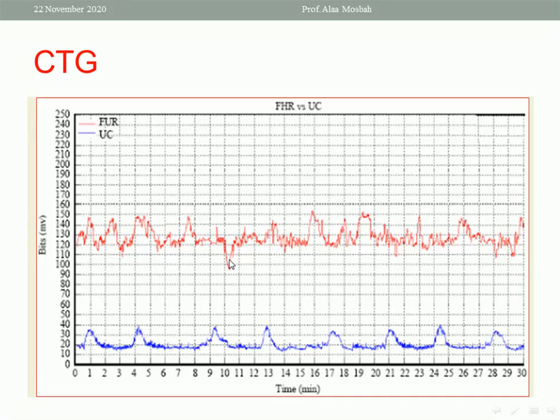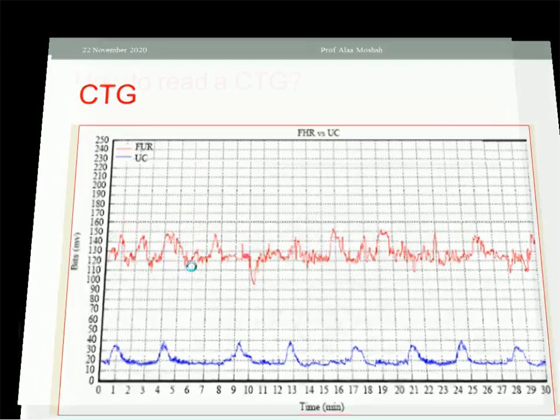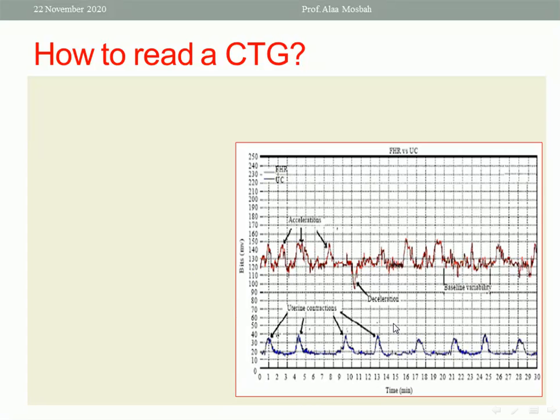minute. So we call it deceleration, and we have different types of deceleration: early deceleration, late deceleration, variable deceleration, prolonged deceleration, sinus rhythm. So we have different varieties. So we have baseline, beat to beat variability, acceleration, and deceleration. All these we want to comment on in detail. Let us go. So how to read a CTG?